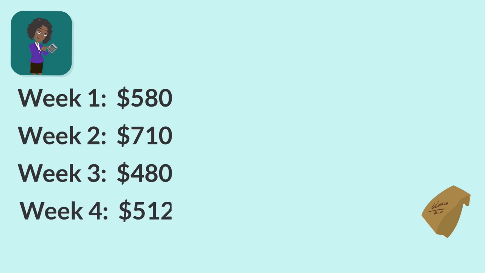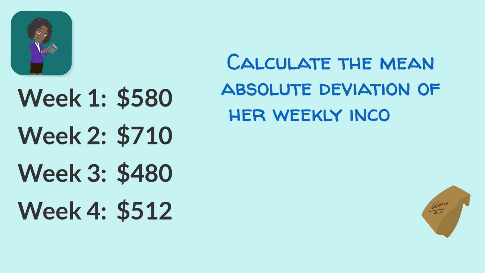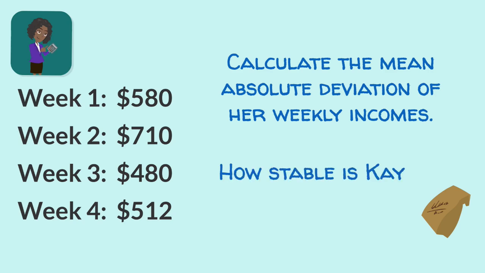Kayla has a side gig delivering food. She is tracking her weekly income over a month to see the variability. Calculate the mean absolute deviation of her weekly incomes. How stable is Kayla's income?